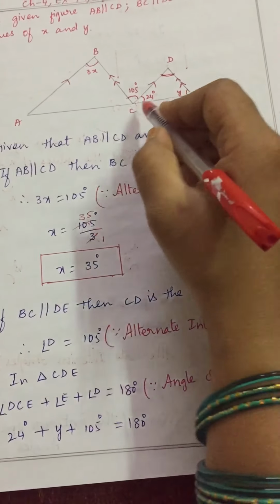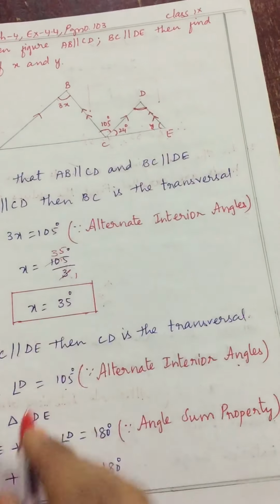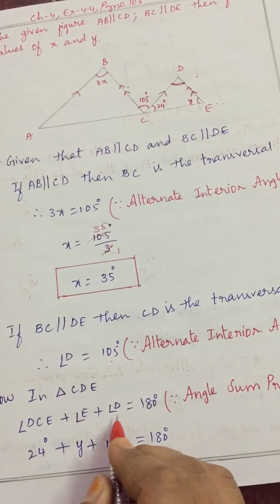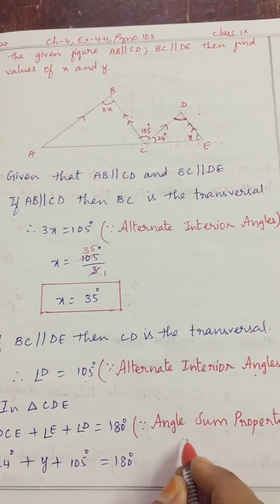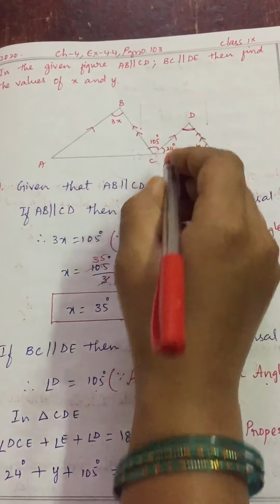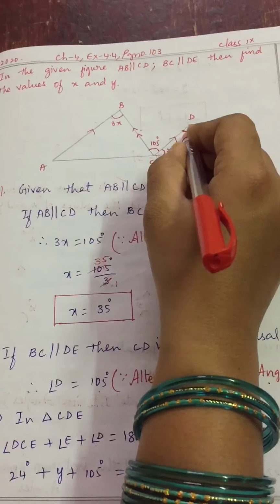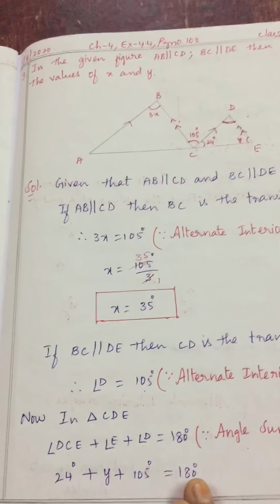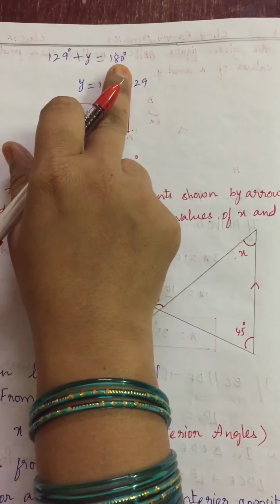Now you see the triangle CDE. Sum of the angles in a triangle, can we take? Yes, that only we are taking. Angle DCE plus angle E plus angle D equals 180 degrees according to the angle sum property. Angle DCE has been given as 24 degrees. Angle E is y, plus angle D which we just found, 105. Clear children? So 24 plus 105 is 129. So 129 plus y is equal to 180 degrees.